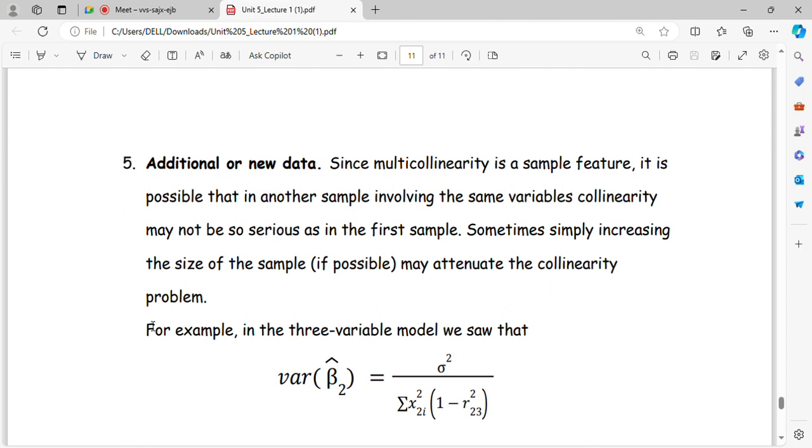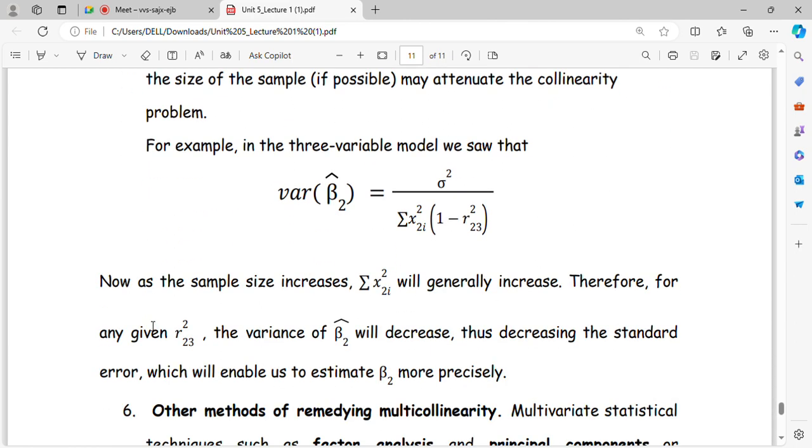Add some more data. Since multicollinearity is a sample feature, it is possible that in another sample involving the same variables, collinearity may not be so serious as in the first sample. For example, if you have taken the data from South Kolkata and if you take data from North Kolkata, there can be huge differences in those two localities, and that can lead to some other kind of problem, right? So if in South Kolkata there is a serious problem of multicollinearity, that should not be the case in North Kolkata as well. So sometimes simply increasing the size of the sample may attenuate the collinearity problem.